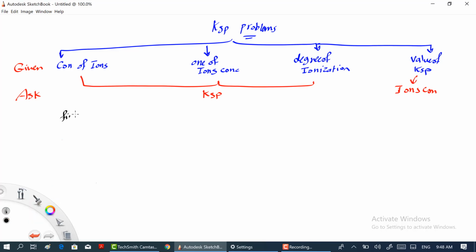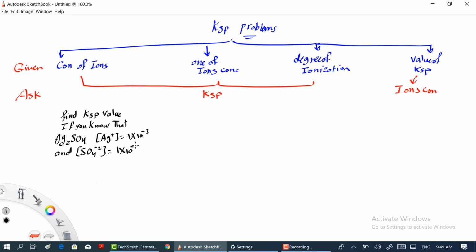Find the Ksp value, if you know that for silver sulfate, the concentration of the silver is 1 times 10 to the negative 3, and the sulfate is 1 times 10 to the negative 3.